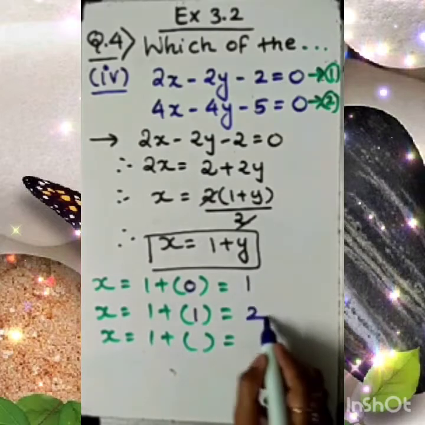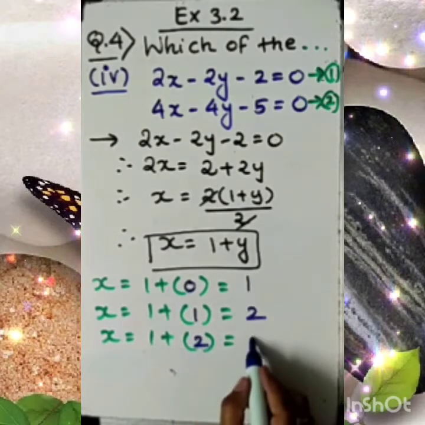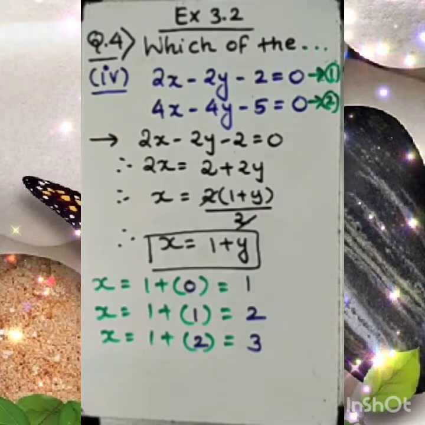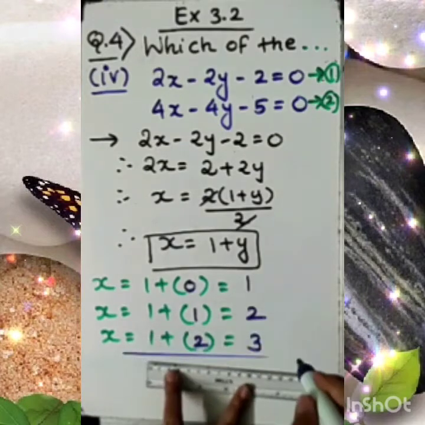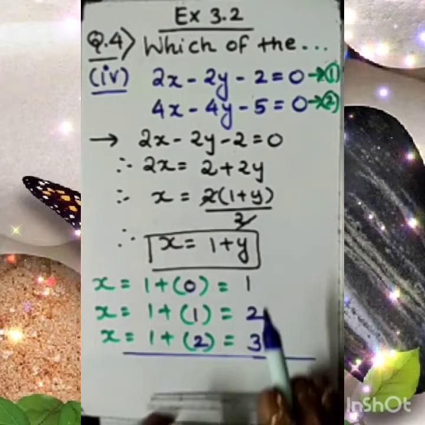I'm choosing 1. Then 1 plus 1, 2. Choosing 2. 1 plus 2 is 3. Now let's draw the table, which is quite important to draw every time. This technique is very easy.